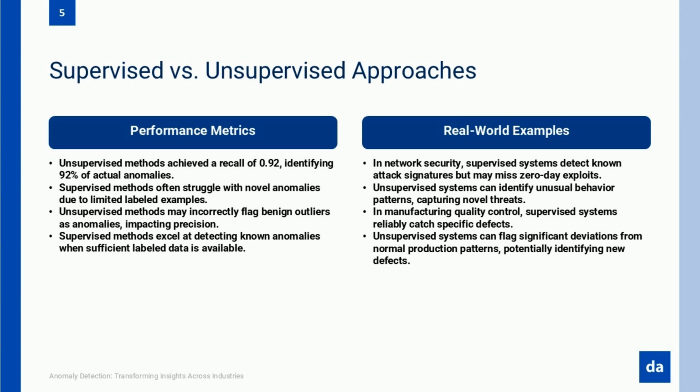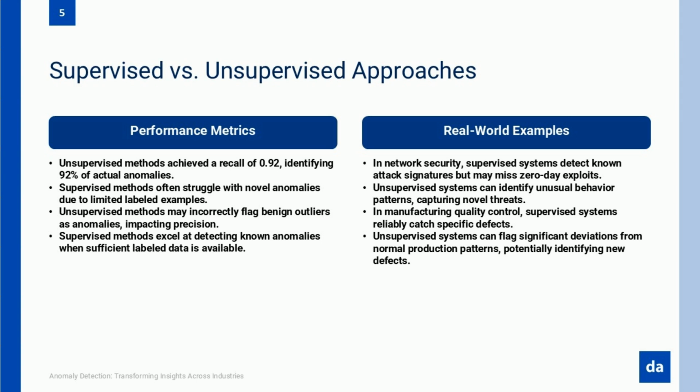But unsupervised methods aren't without their challenges. Without labels to guide them, these algorithms sometimes struggle to distinguish between meaningful anomalies and benign statistical outliers, potentially generating more false positives. They also typically require careful tuning of sensitivity thresholds to balance detection capabilities against alert fatigue.